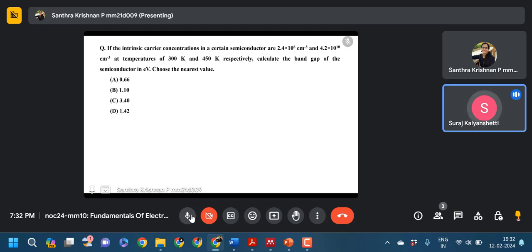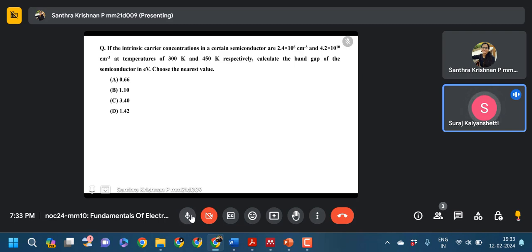Calculate the band gap of the semiconductor. Yes, Eg, in eV. Okay, so I think there is an equation. Let me go through that one. This is from a very previous chapter, but I know this equation is there.